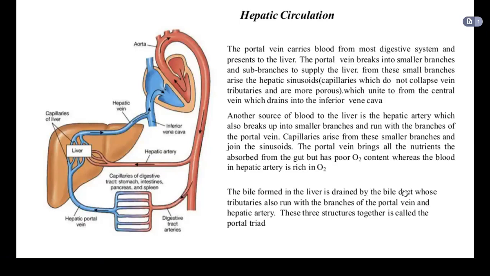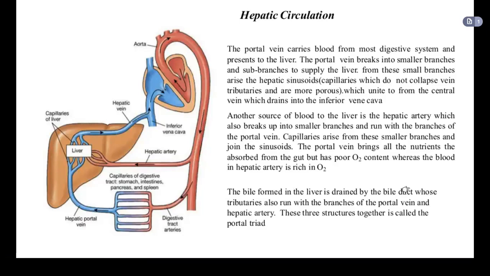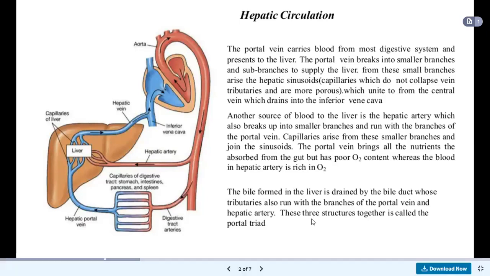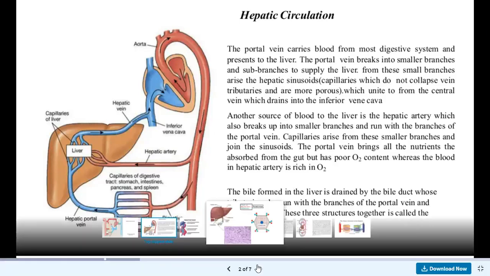So the portal triad is made up of three things. One, the portal vein carrying digested food, the hepatic artery carrying oxygenated blood to the liver, and then the bile duct, which is taking bile from the liver to the gallbladder, where it will be stored and concentrated. So those three things make up what we call the portal triad. Portal triad, very important. That is an exam question. So remember it. Three things that make up the portal triad.